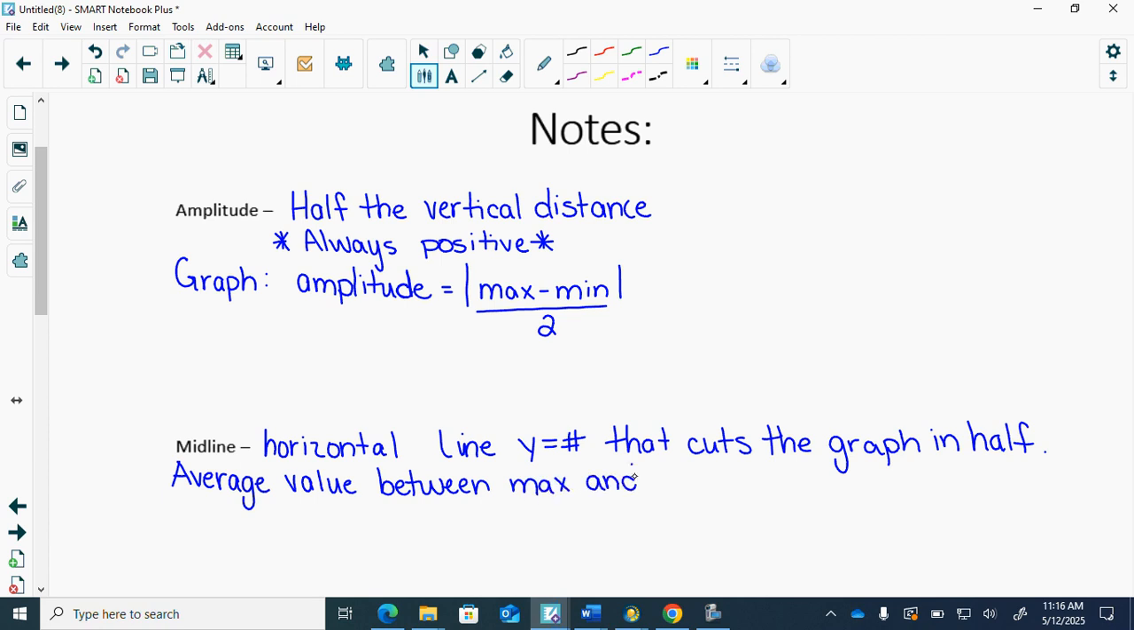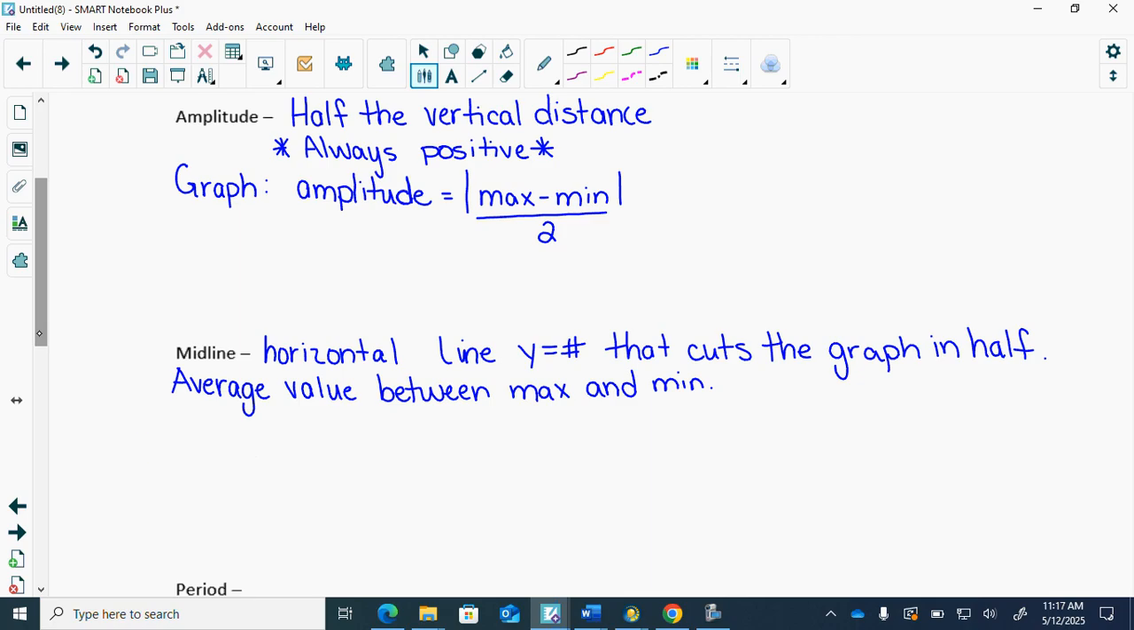So if I wanted the average value between your maximum test score and your minimum test score, how would you figure that out? Add them up and divide by 2, correct? Same thing here. So your midline is y equals, you see how it says midline? It has to be a line, so it's y equals. If they said median value, it would just be the number.